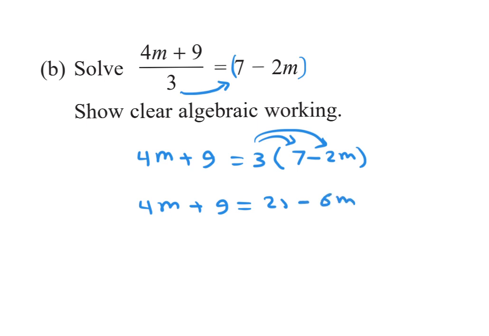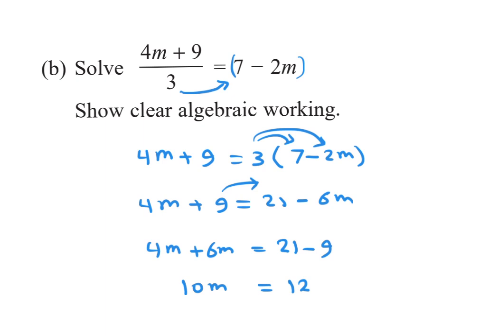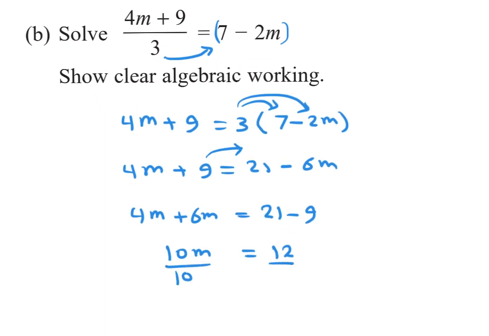Now put m on one side, so transpose negative 6m to the other side by positive, so you are left with 4m plus 6m. And transpose 9 to the other side by negative, so 10m equals 21 minus 9, which is 12. Divide by 10, so m equals 1.2.